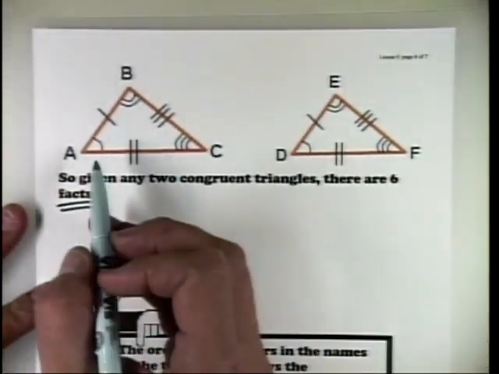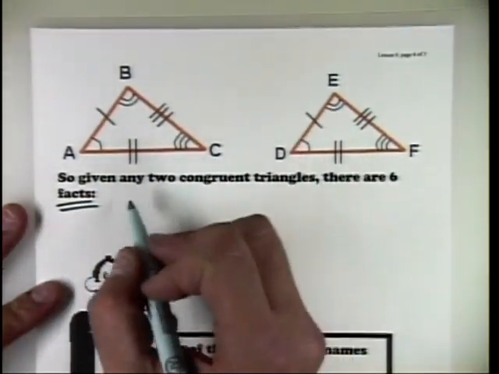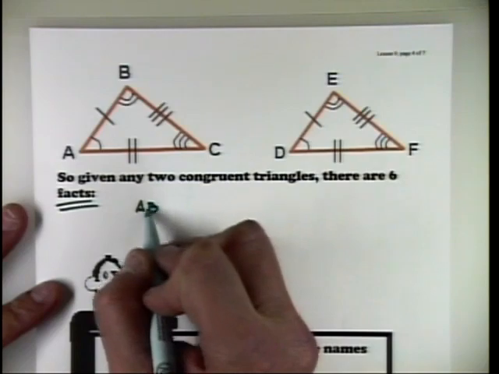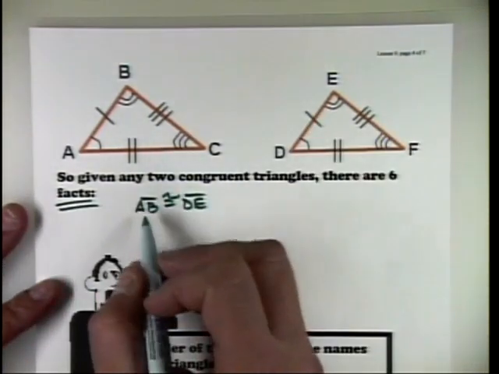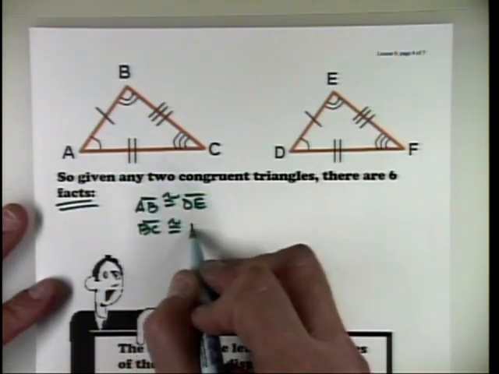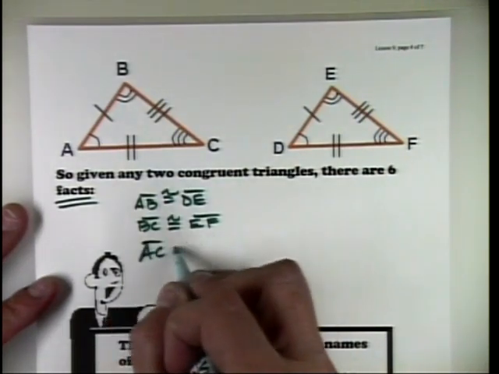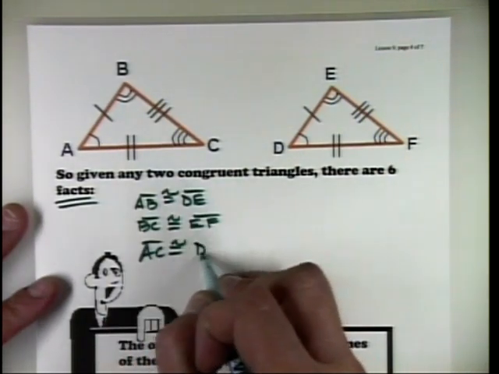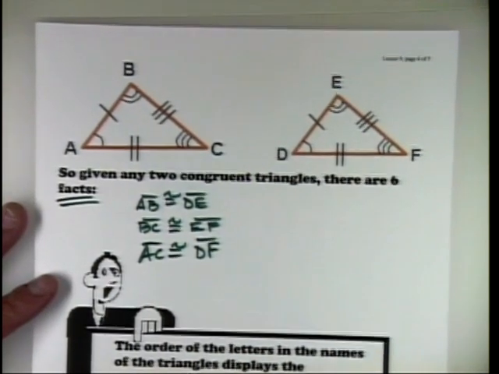So we could say in these two triangles, triangle ABC and triangle DEF, if we know their triangles are congruent, then we know that segment AB is congruent to segment DE, its corresponding part. We know that segment BC is congruent to segment EF, its corresponding part. And segment AC would be congruent to segment DF, its corresponding part or corresponding side. So that takes care of the side lengths.